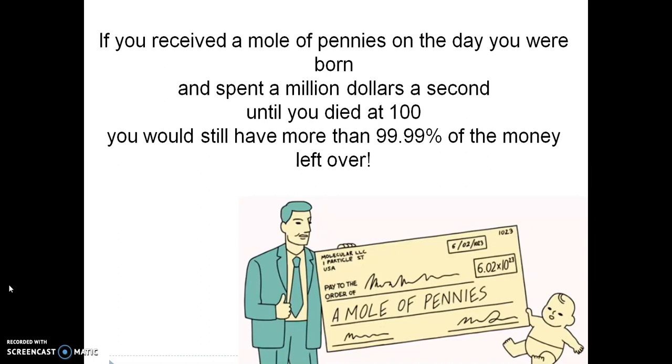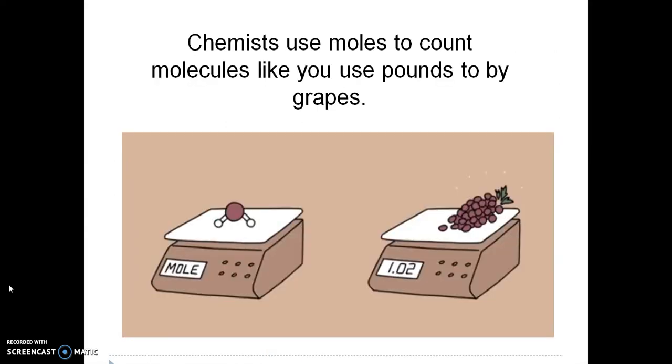Scientists have been using it for so long that it becomes more understandable to them, but this is a really, really big number, okay? So chemists use moles to count molecules, like you would use pounds to count grapes or salami. When you go to the store, you don't buy 5 grapes or 10 grapes or 100 grapes. You buy a pound of grapes or a pound and a half of grapes. Counting each individual grape would be tedious for the person ringing you up, right? So we use pounds. Well, it's the same thing with moles and molecules.